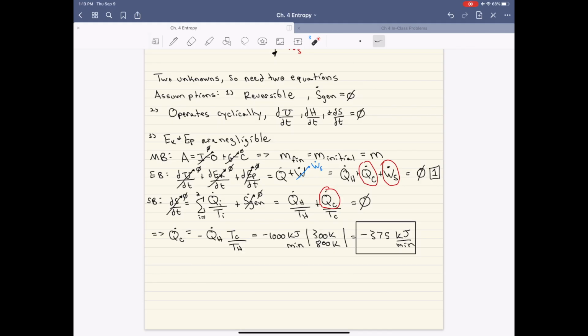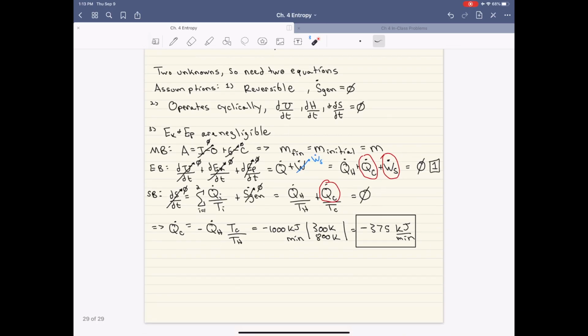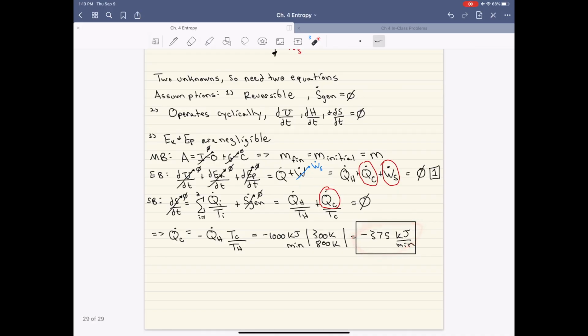Right? So this matches our physical description of what's going on in the problem. QC is leaving the engine, right? And so it should be negative. Okay, and so we have QC, and then what we could do now is we could go back to equation 1, and we could solve for that shaft work. Okay, we could plug in the QC value directly, but instead what I'm actually going to do is plug in the equation we got for QC back into the energy balance.